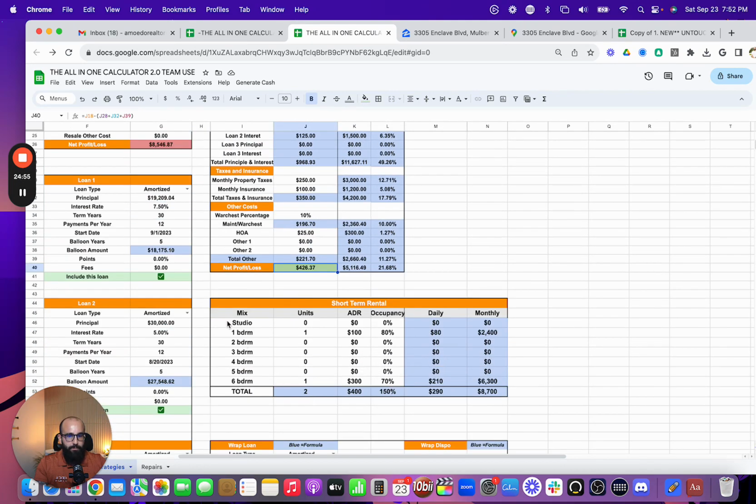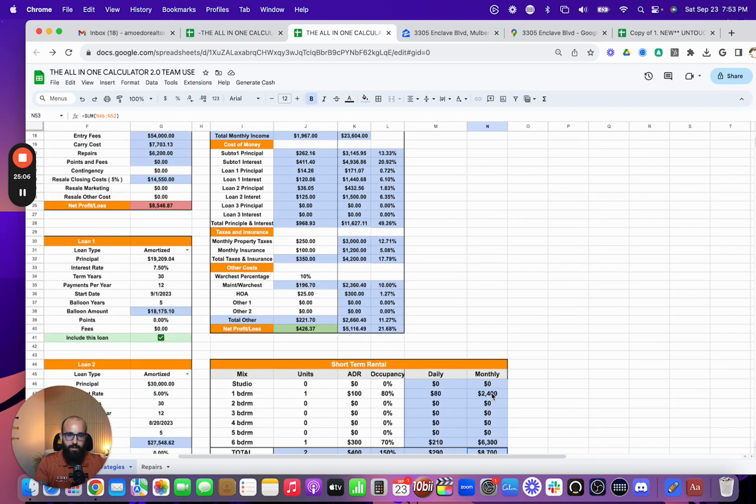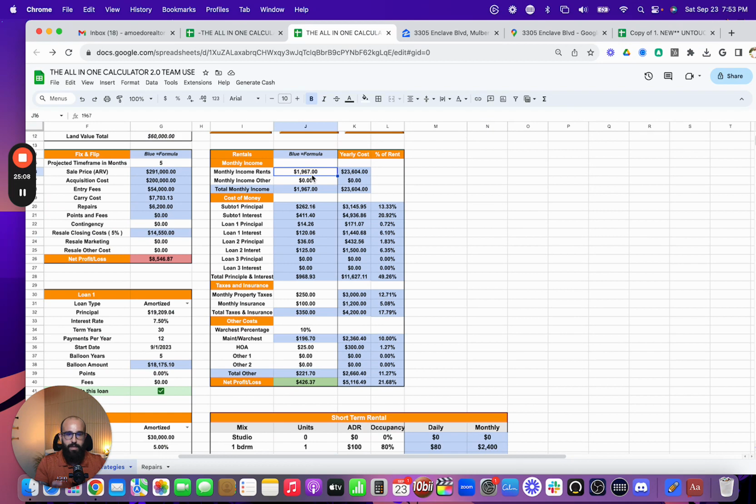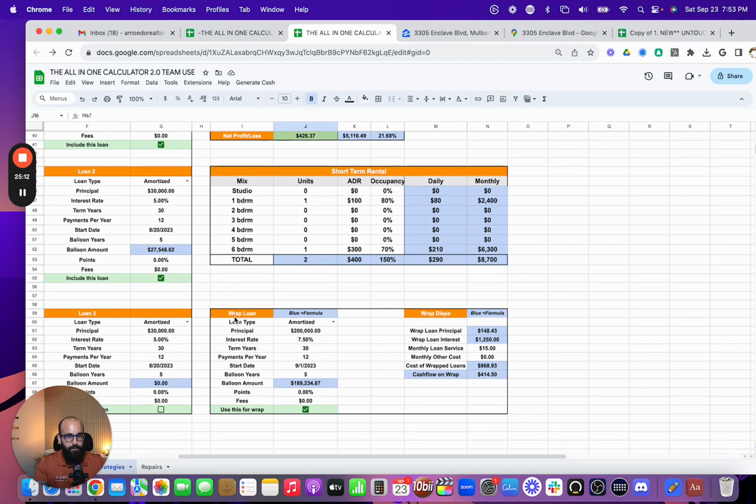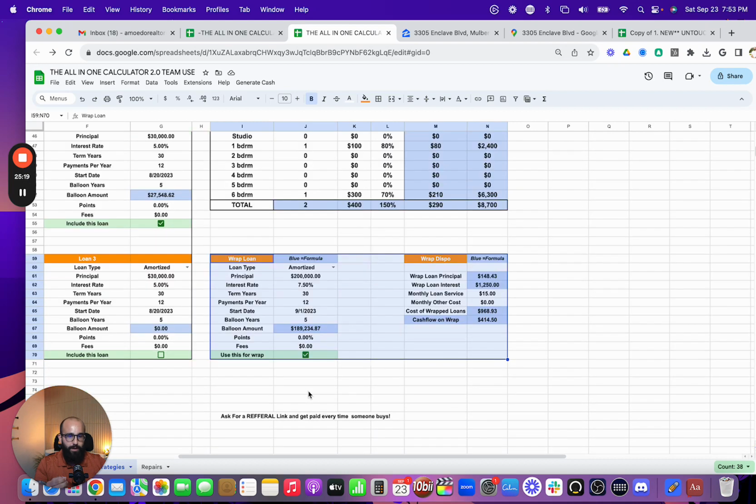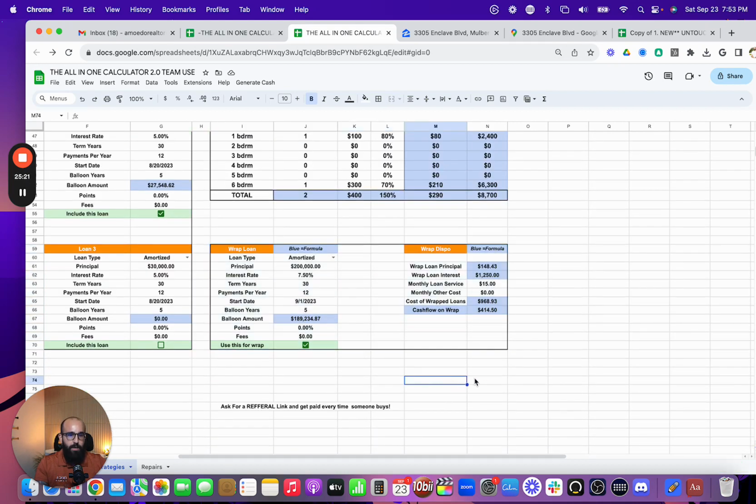Okay. Right below that will be, again, your short-term rentals, and anything that has to do with that. This is just to get what this total monthly number is right here at that bottom right. And then that number is what you're going to put up here in your monthly income for rents. Okay. And then right below that, you'll have everything that has to do with your wraps, which we just went over.